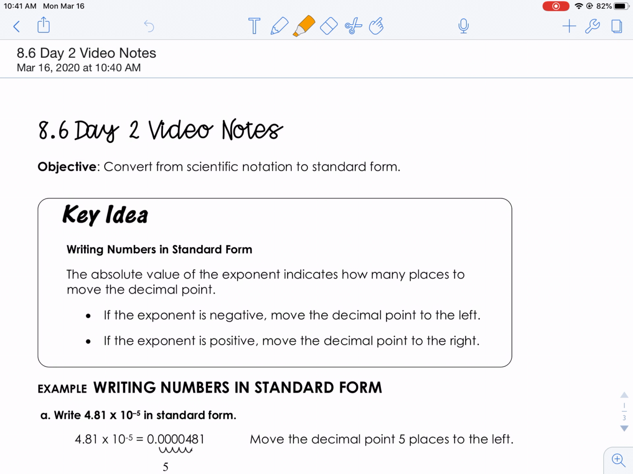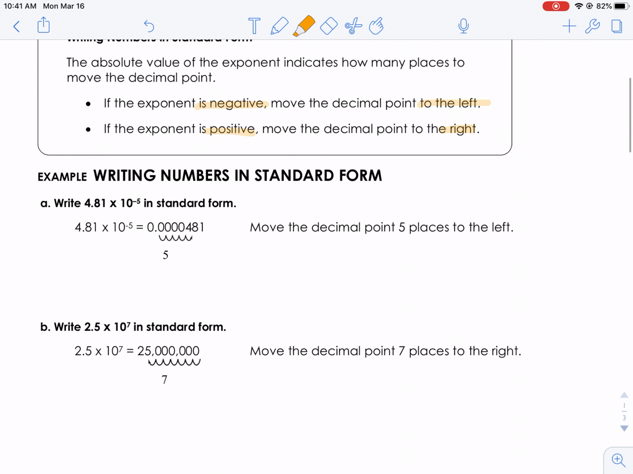If an exponent is negative, we're going to be moving our decimal to the left, and that'll indicate a very small number. If our exponent is positive, we'll be moving our decimal to the right, which will be indicating a very large number. Okay, there's two examples written out.